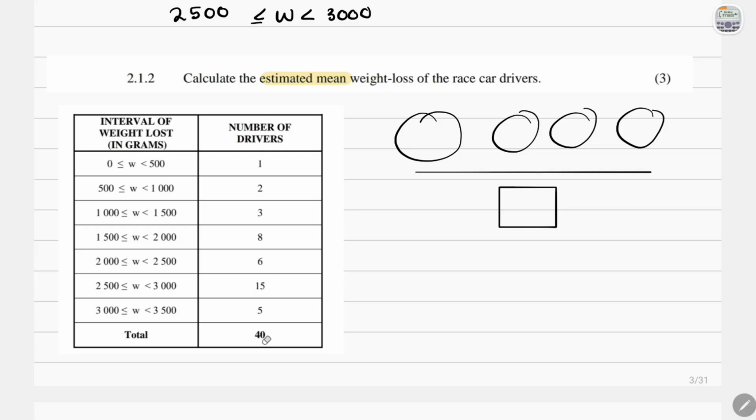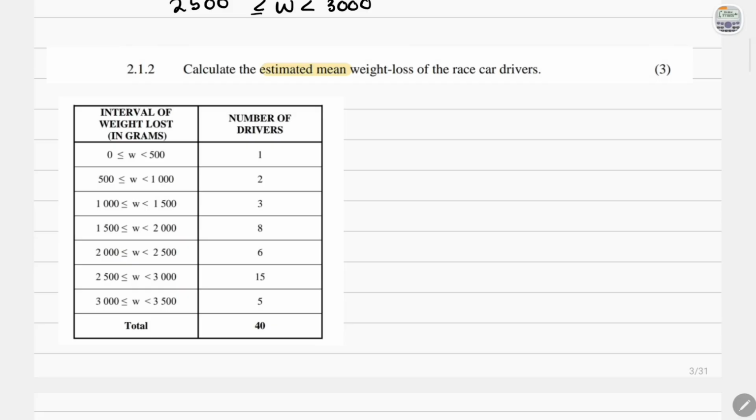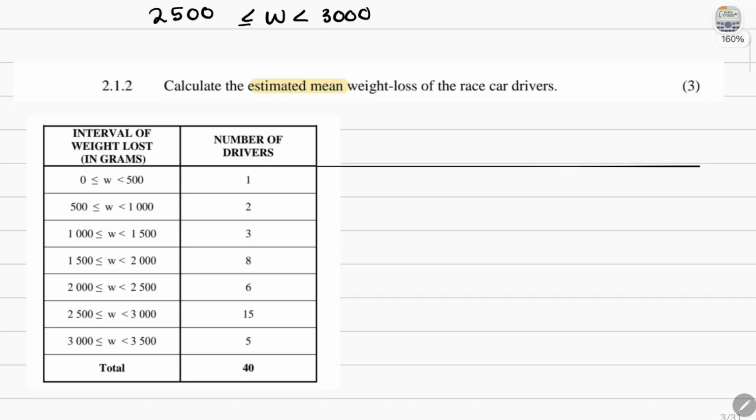We can see that the total drivers are 40, but now our data points, we need to find what those are. It's the estimated mean. So we're going to find this not by taking these individual values. We can't really do that, and that's why we're going to have to estimate. So here's what we need to do. We need to find the midpoint of these weights.